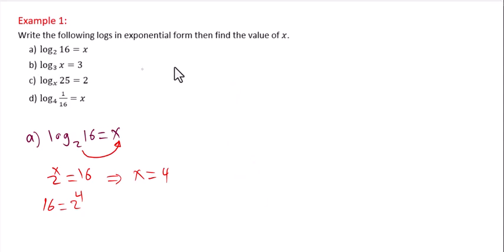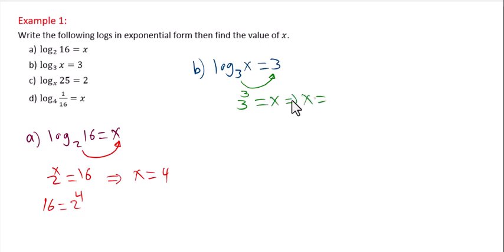And now let's go to the second one. B: log to base 3 of x equals 3. Okay, how to convert it into exponential form? Just make this arrow. It means 3 to the power 3 equals x. And that means x equals 9. Sorry, x equals 3 to the power 3, which is 27.